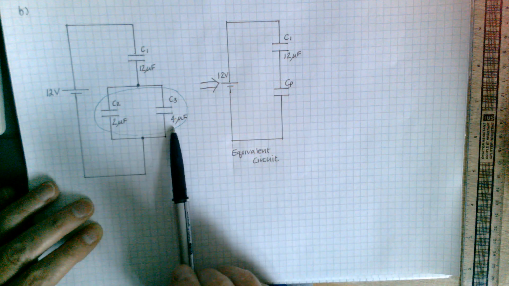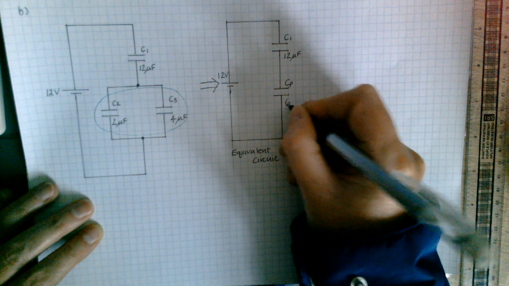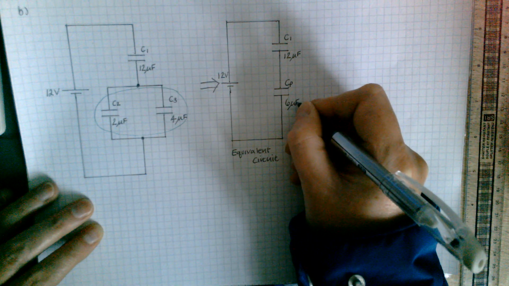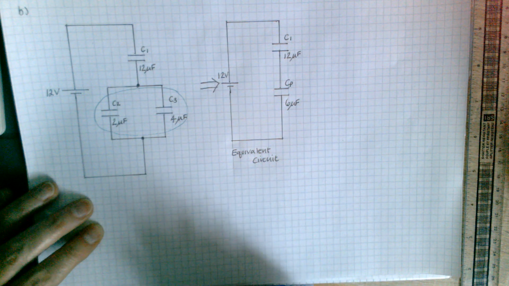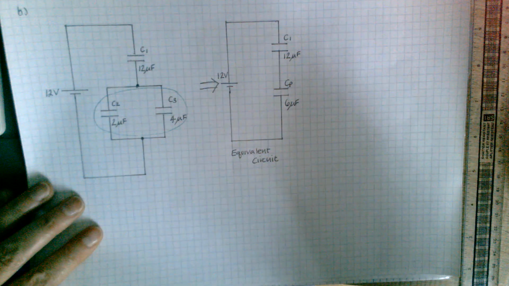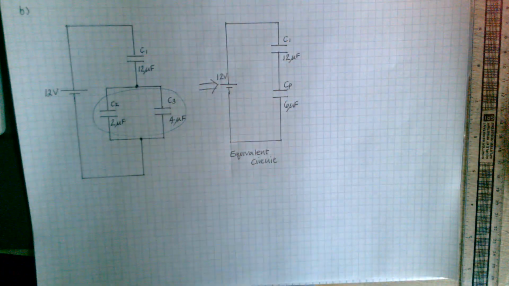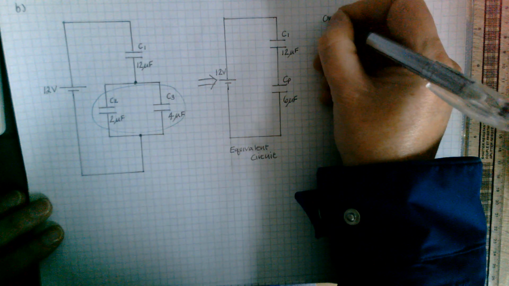When you add capacitors in parallel, you just add them up. So the value of that capacitor is going to be 6 microfarads. Remember, micros times 10 to the minus 6. So that would be my equivalent circuit. From this circuit, I can work out the charge stored by each capacitor in this equivalent circuit. So I'm going to do that first. So this will be charge stored by each capacitor in the equivalent circuit.